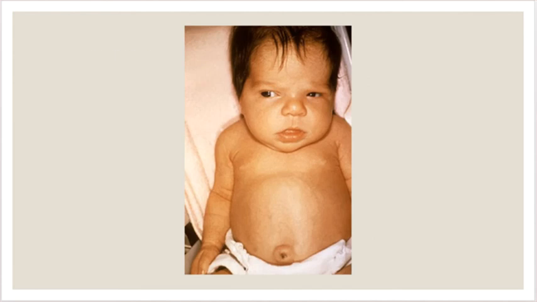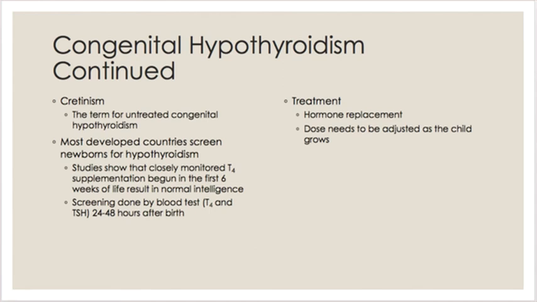And this is just a picture of an infant born with congenital hypothyroidism. If you notice, they've got that enlarged abdomen. It looks like they've got a hernia, and their skin is yellow or jaundiced. So a term you might hear is cretinism. And cretinism is a term used for untreated congenital hypothyroidism. It is not used for babies who have treatment initiated shortly after birth.